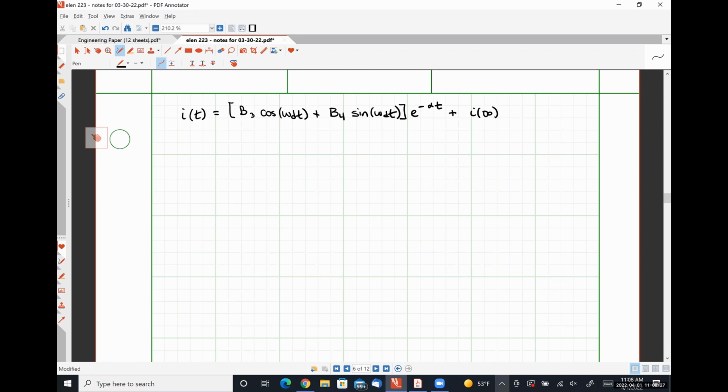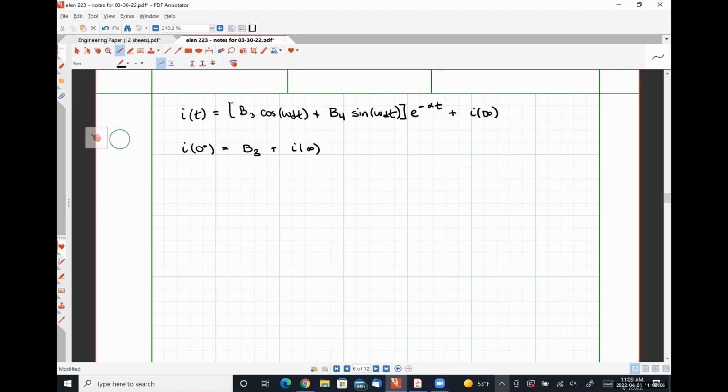That is not going to change, okay? Nor is alpha, nor is omega naught. The only things that are going to change are our coefficients. So I at 0 plus is then simply B3 plus I at infinity. Effectively, we get practically the exact same expression as we did for our capacitor voltage, except that now we're going to use the value of the inductor current at 0 plus and the inductor current at infinity to figure out what that coefficient B3 is.